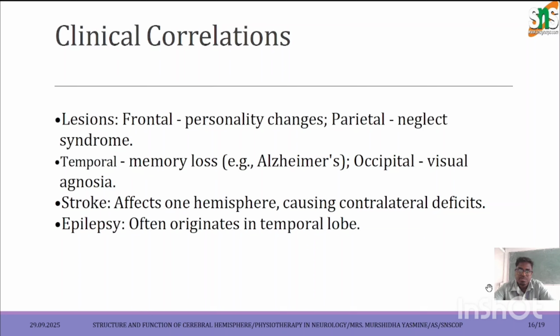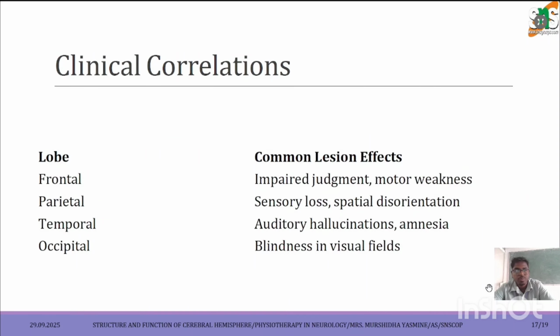One of the main clinical correlations in the cerebrum is stroke. Stroke affects one hemisphere, which may lead to contralateral deficits in the whole body. Another clinical correlation is epilepsy, which most often originates in the temporal lobe. These correlations across the different lobes lead to common lesion effects.